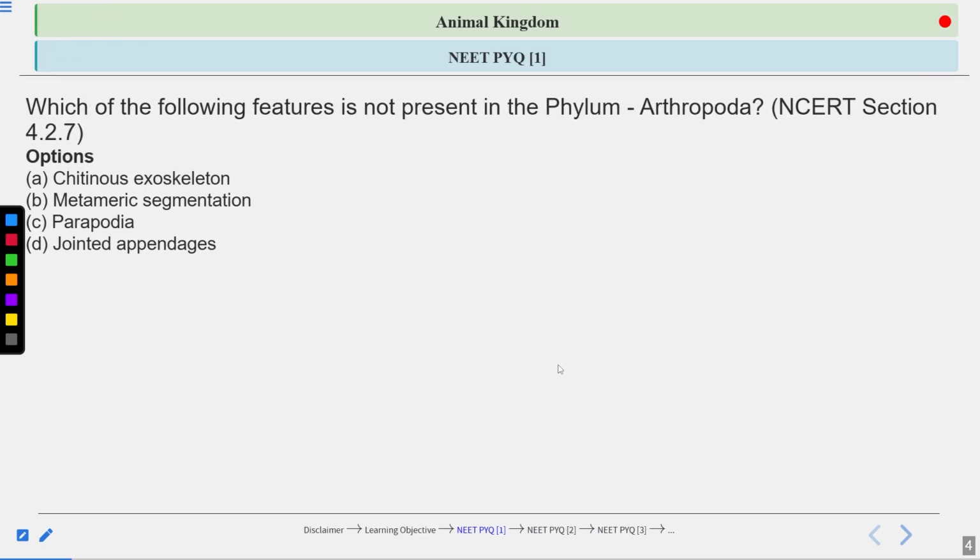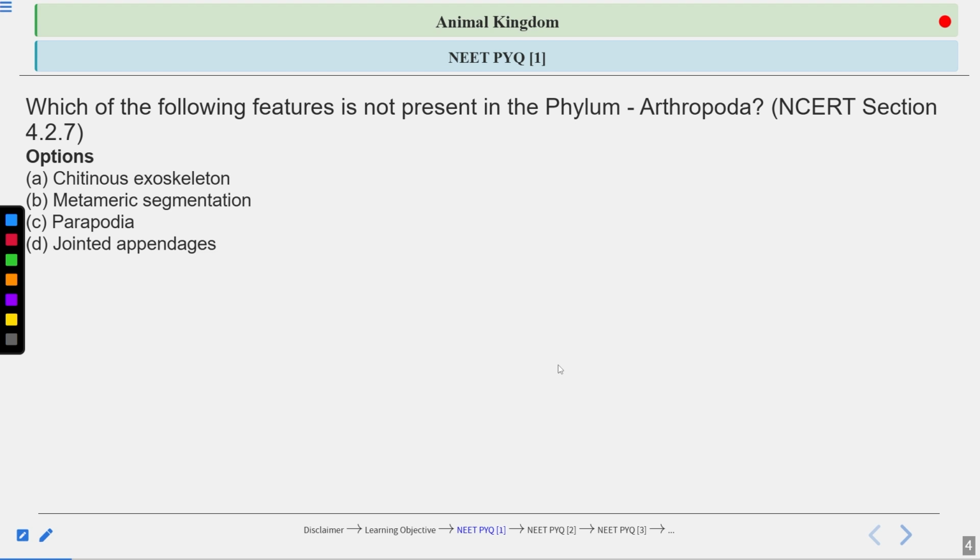Which of the following feature is not present in the phylum Arthropoda? This question is from the NCERT section 4.2.7 and the options are as follows: A. Chitinous exoskeleton, B. Metameric segmentation, C. Parapodia, D. Jointed appendages. Out of the four features given in the options, one does not belong to the phylum Arthropoda.